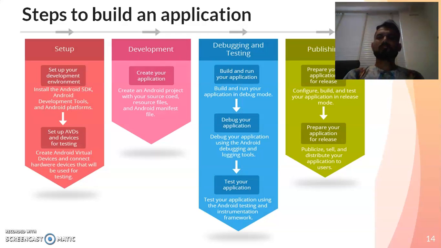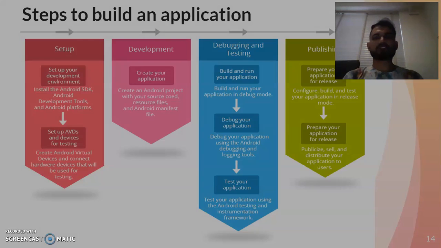So now you can check the steps to build an application, which steps we use to build our application. First of all, we set up the system, then we develop the code, then we start debugging and testing the code, and last we publish the application. So this is a simple process we can use for developing applications.